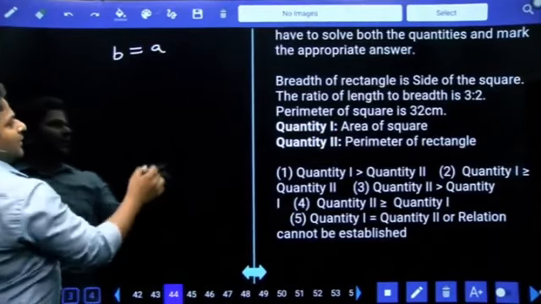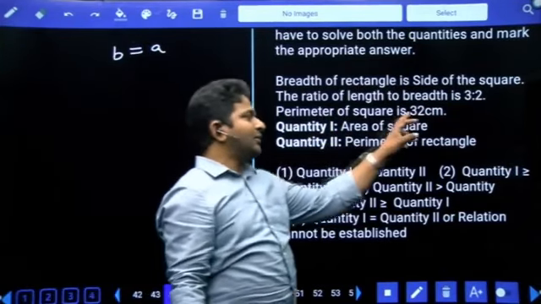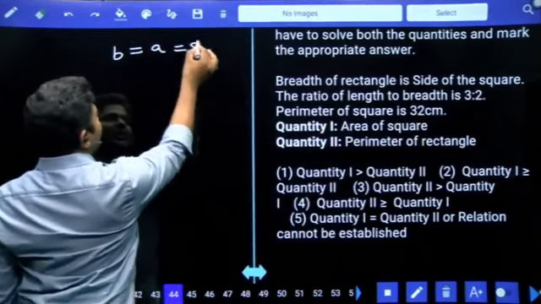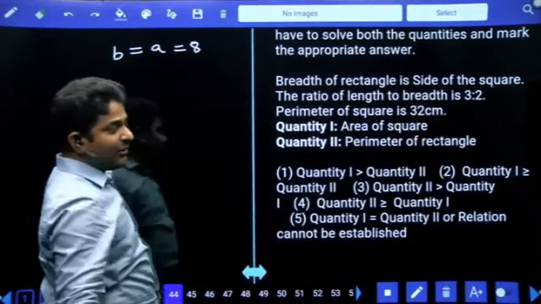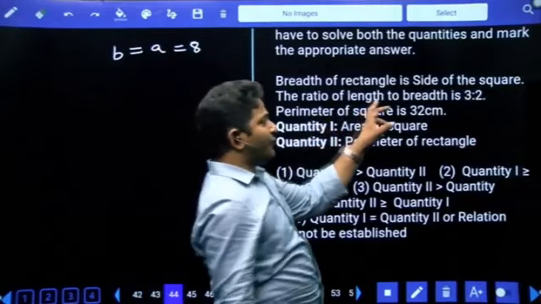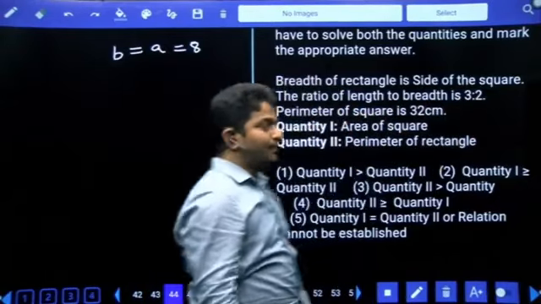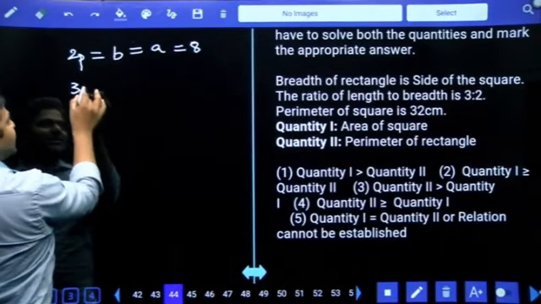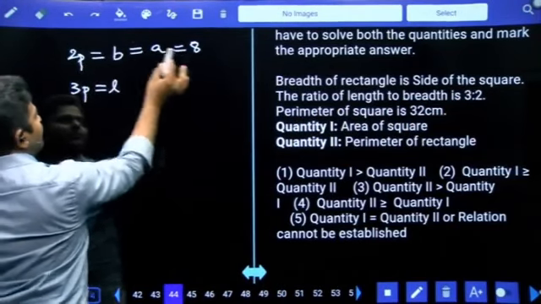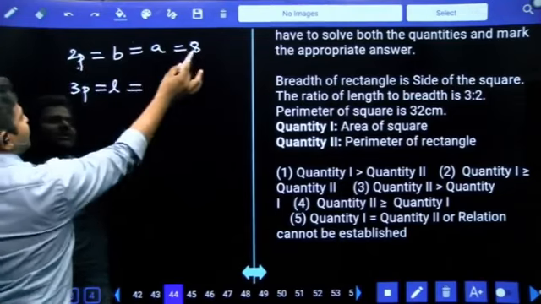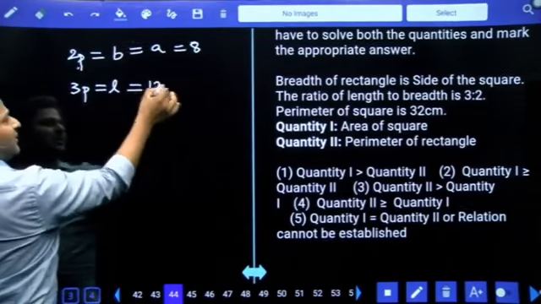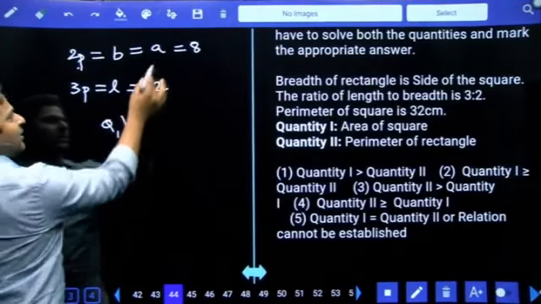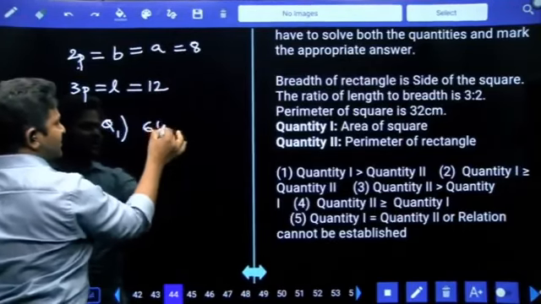32. If perimeter is equal to 32, which is equal to 4a, then side is equal to 8. That means breadth of the rectangle is equal to 8. And length and breadth are in the ratio 3:2. From this, 2 parts is equal to breadth, 3 parts is equal to length. If 2 parts is 8, 1 part is equal to 4, 3 parts is equal to 12. Your question is square area. Q1 is equal to square area, that is 8 square, 64.